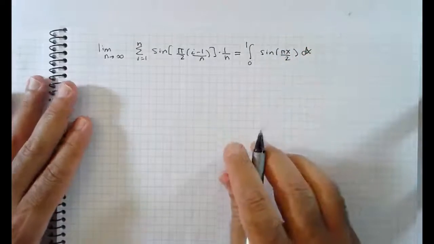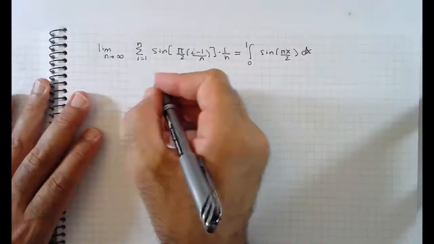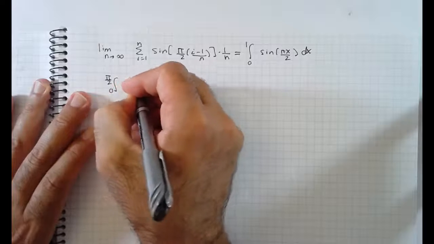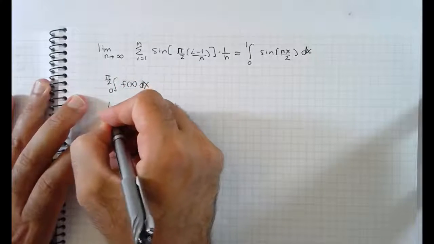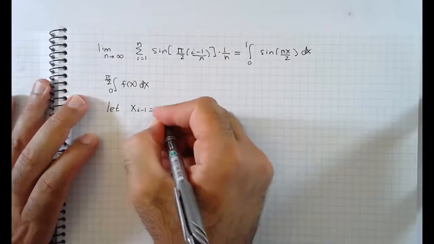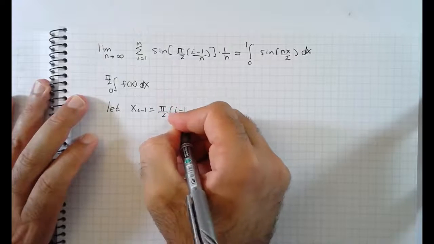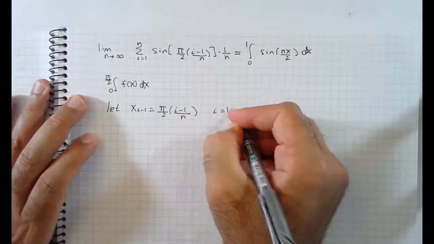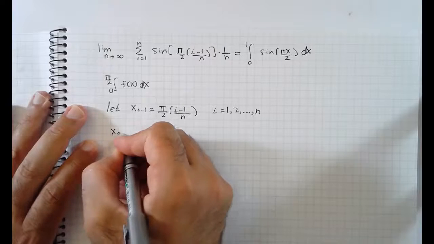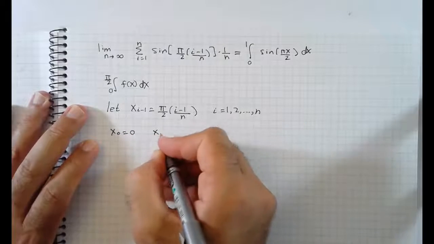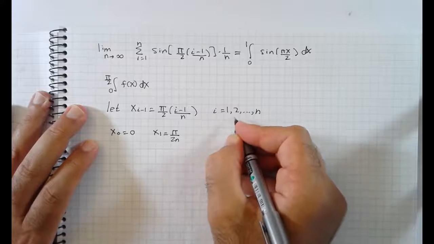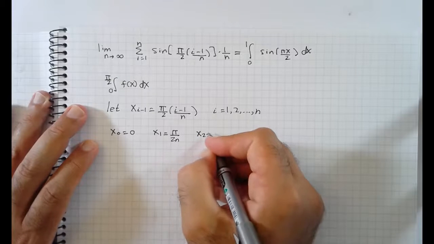Now the second part of the question is to rewrite this Riemann sum to transform it into a form like this, 0 to pi over 2 f of x dx. So we're going to let x sub i minus 1 be equal to pi over 2 times (i minus 1) over n, as i ranges from 1 all the way to n. So plugging i equals 1 into here, we get x0 is equal to 0. Plugging i equals 2, we get x1 is equal to pi over 2n. Plugging in i equals 3, we get x2 is equal to pi over n.